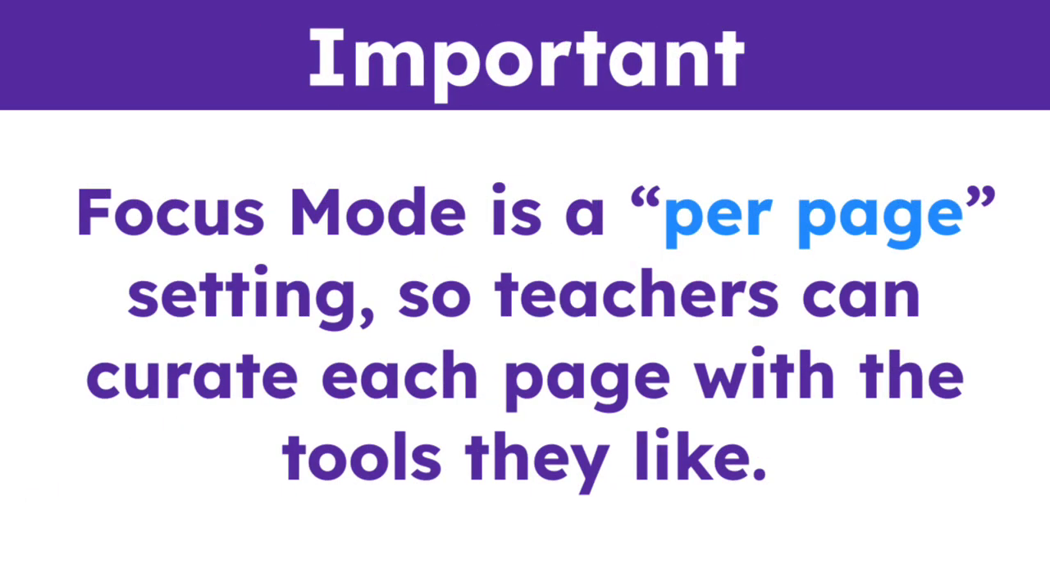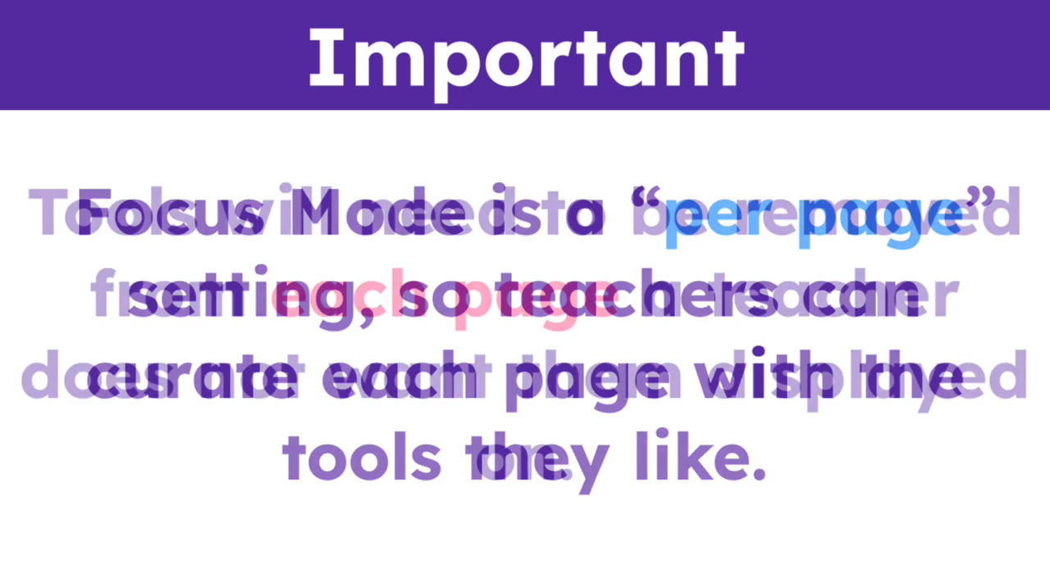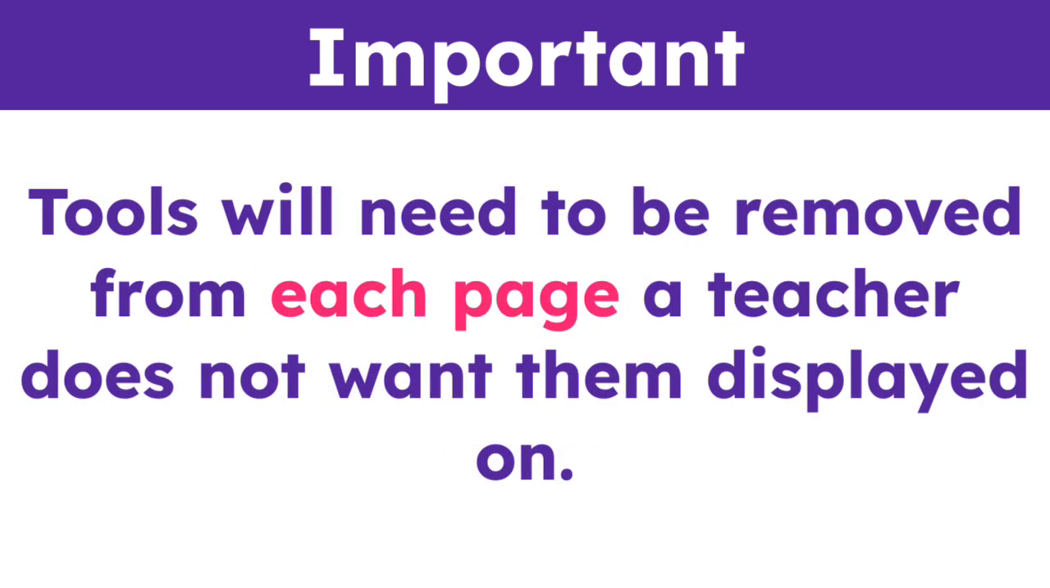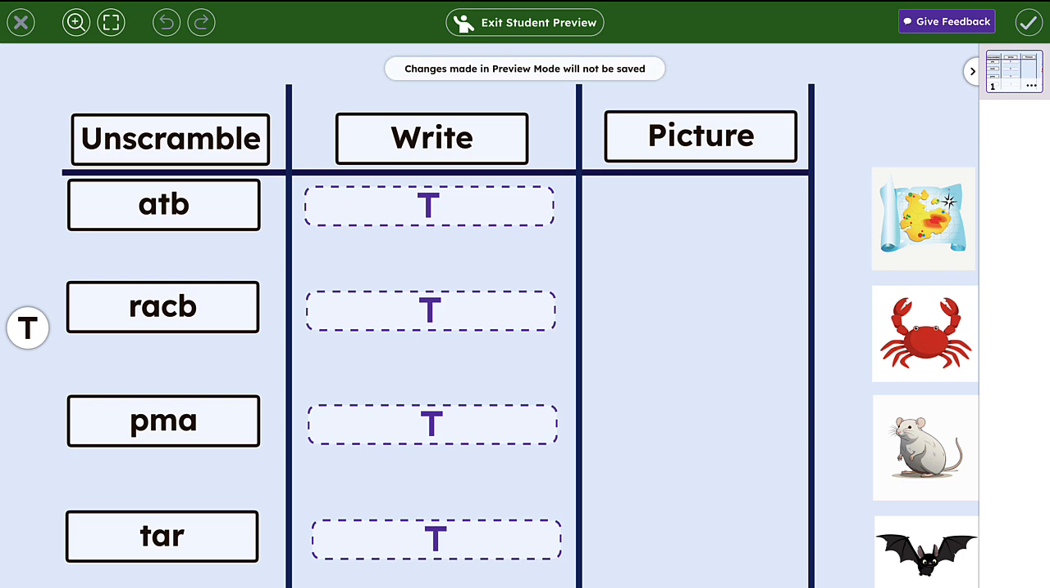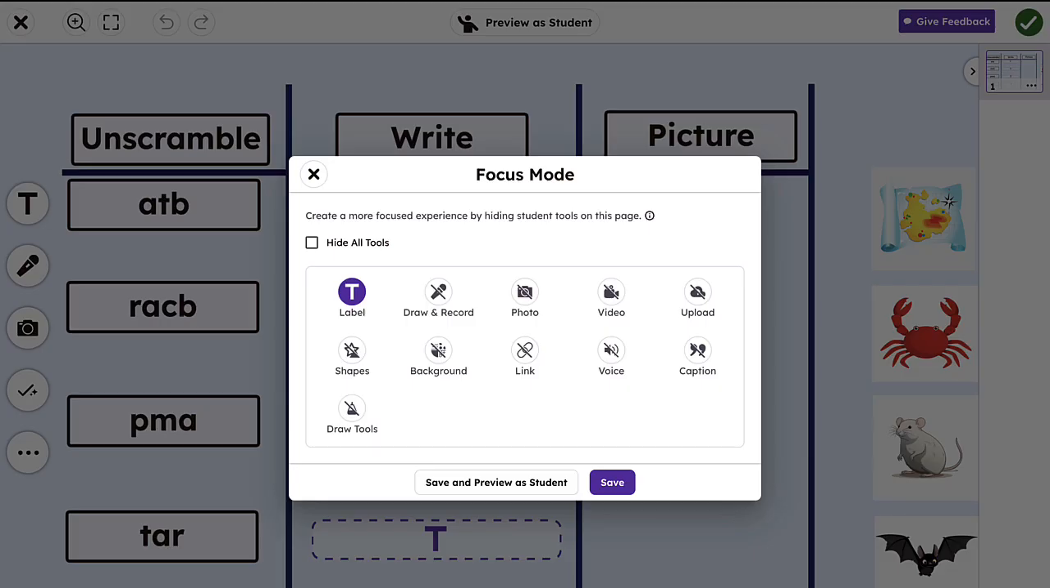Focus Mode is a per-page setting, so teachers can curate each page with the tools they like. Tools will need to be removed from each page a teacher does not want them displayed on. Once complete, you can save and preview a student to confirm what students will see once the activity is assigned to them, or simply save to finalize the activity.